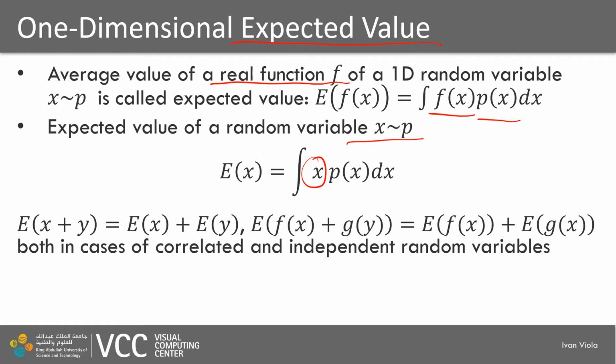With expected values, we can take a sum of two random variables, and the expected value of that is the sum of the expected values of the individual random variables. This holds also for functions of these random variables, because they are random variables themselves. And these equations hold both when our random variables x and y are correlated and when they are independent from each other.